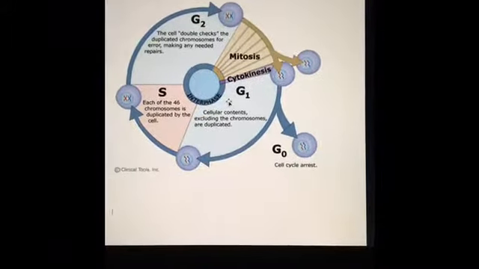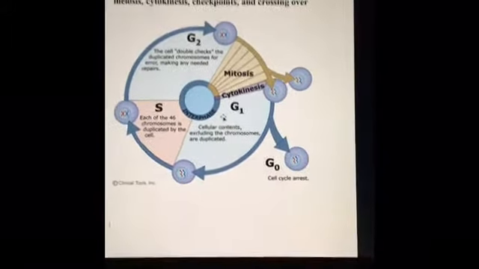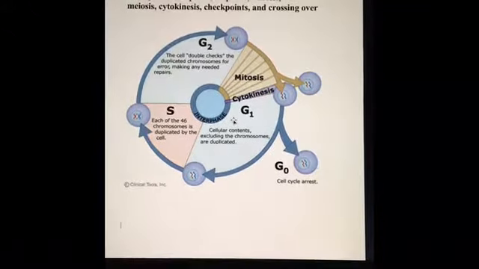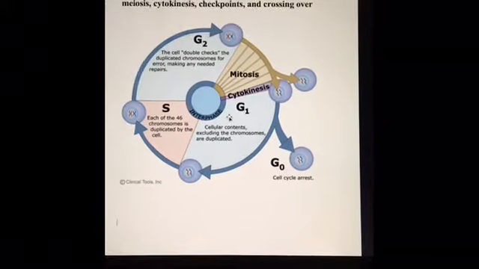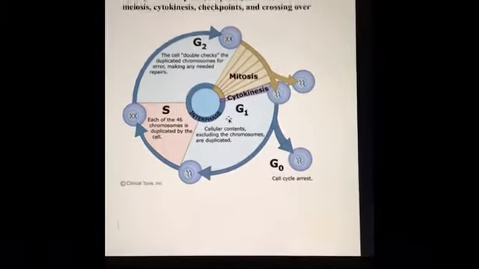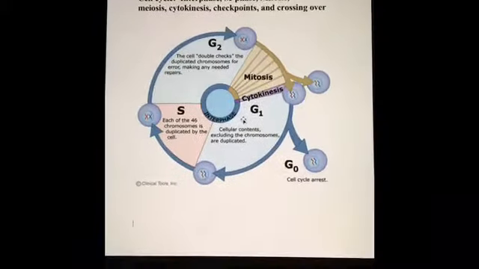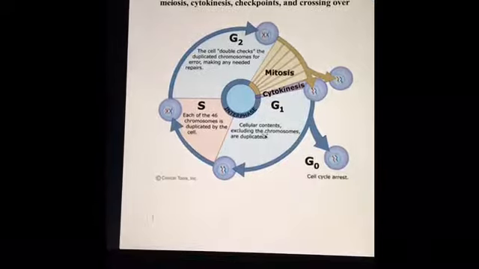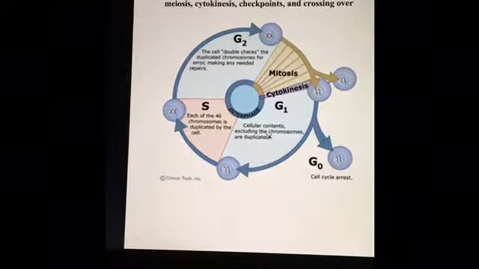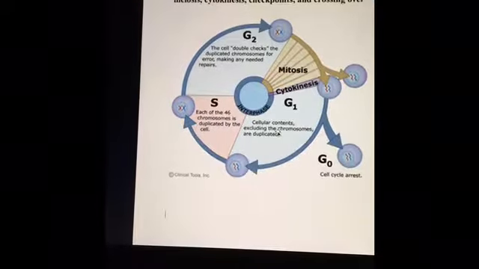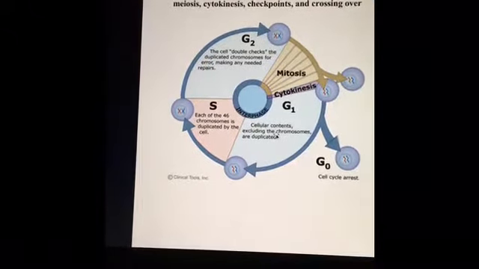So my video is about the cell cycle, and it's about interphase, M-phase, mitosis, meiosis, cytokinesis, the checkpoints, and the crossing over. And so in the first part, we'll be talking about the interphase, which is where the cell spends most of its time. And it starts out with the G1 phase, which is where the cell's growing, and that's where it's doing its normal metabolic processes.